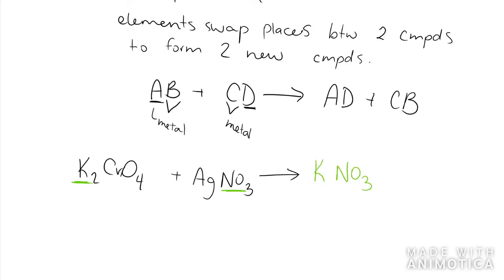KNO3. But remember, we have to look at the charges. NO3 has a charge of -1, potassium has a charge of +1, so it's going to be a 1-to-1 ratio. So it's just going to be KNO3, and then our negative over here is going to pair with our positive over here. But again, we have to look at our charges. Chromate has a charge of 2-. Silver has a charge of +1. So we're going to need 2 silvers to cancel out the -2 charge from chromate.